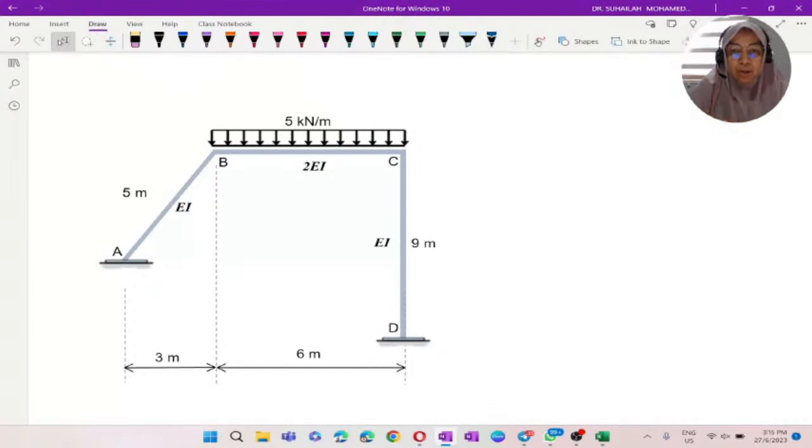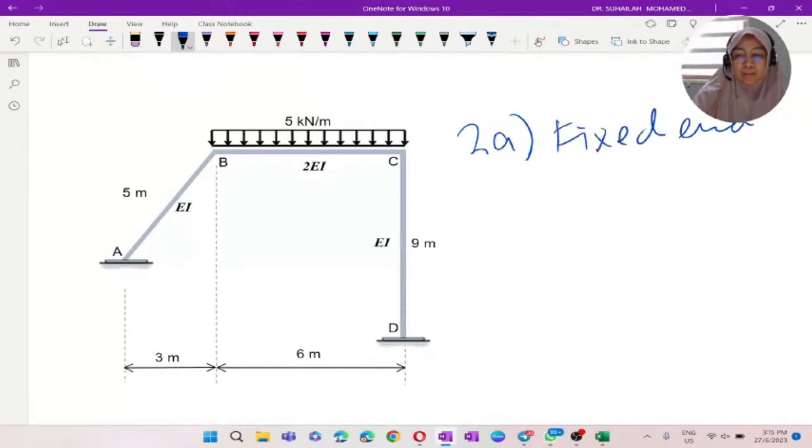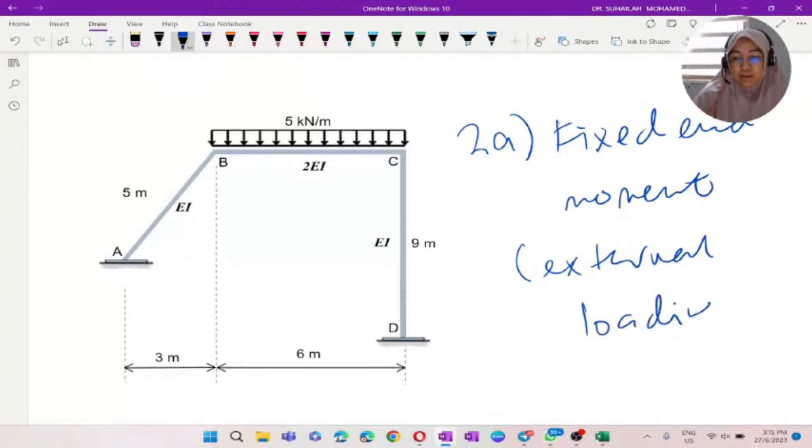Okay, now we continue this frame analysis using the moment distribution method. Now we are under step 2A. We will calculate the fixed end moment due to external loading. Okay, so fixed end moment due to external loading.